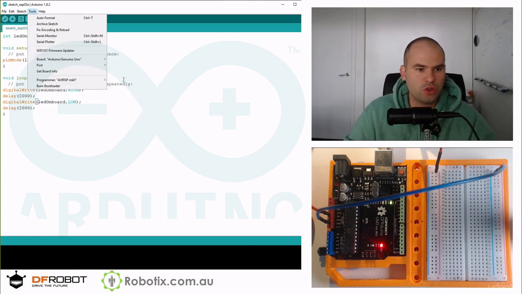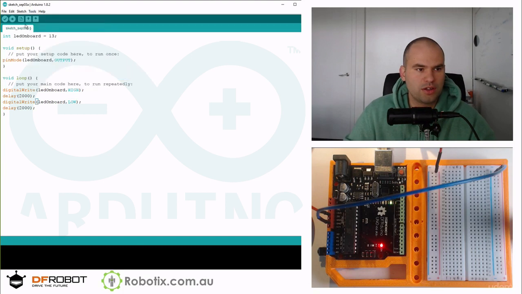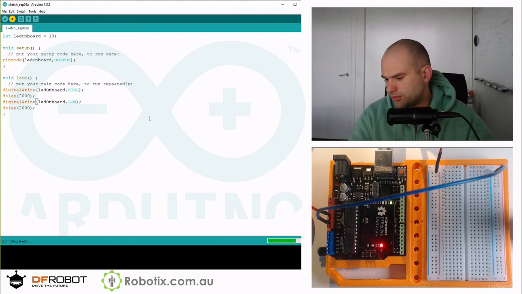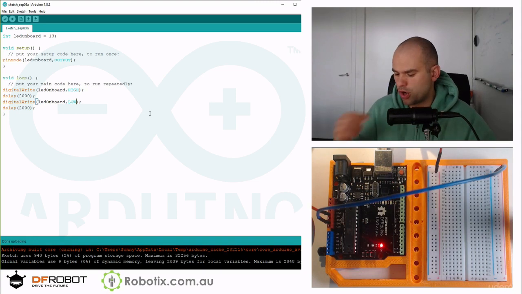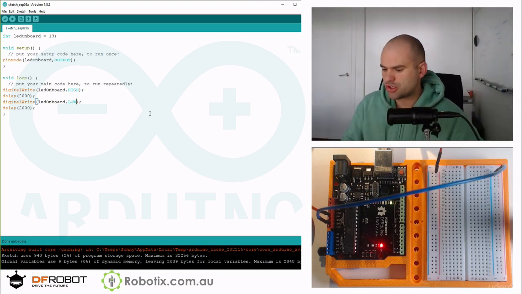Arduino Uno, port that one. We're just gonna save it as today's sketch. And there it is, blinking more slowly. And now we can just try this out.